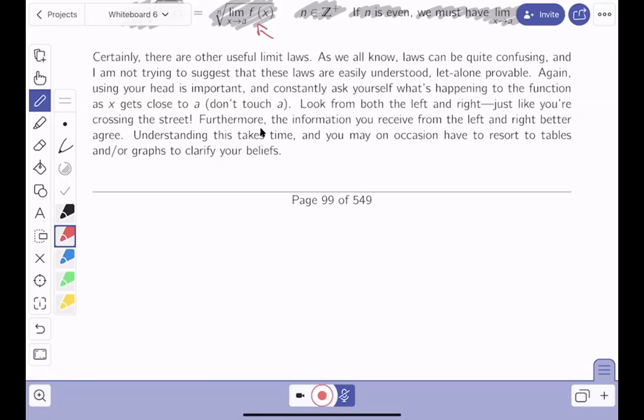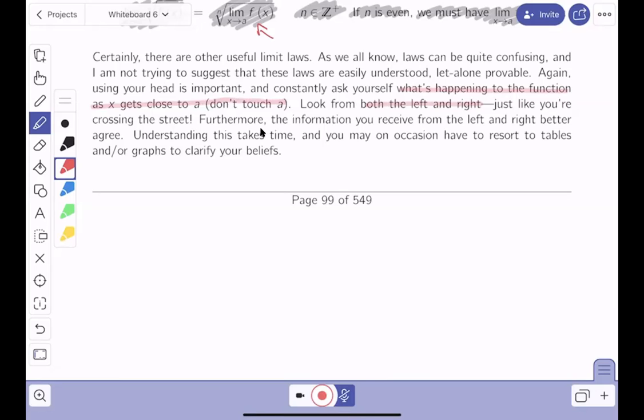I can't say this enough times, though. When I say plugging in, we're kind of using laws to allow us to touch something. But limits are saying don't touch it. They're saying get close to it. You should still think about limits as getting close, but not touching. You should also think about limits as approaching a number from both the left and the right. Let me add on what I'm saying over here. What's happening to the function as x goes close to a, but doesn't touch a? Left and right are still going to be incredibly important, and you should think about that at all times.